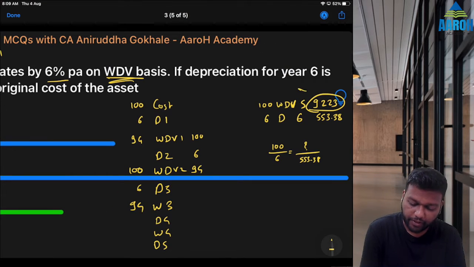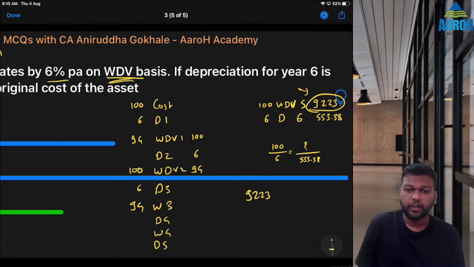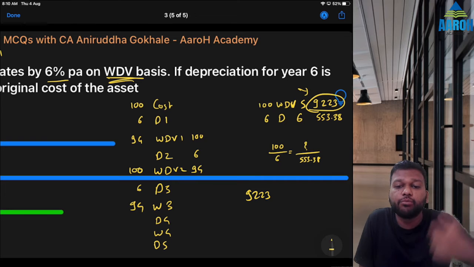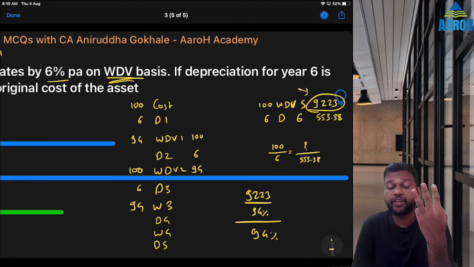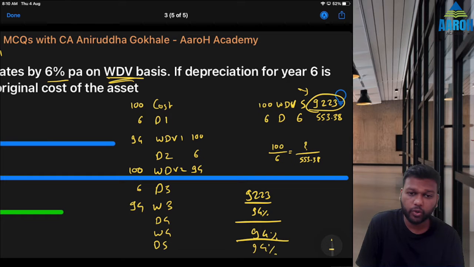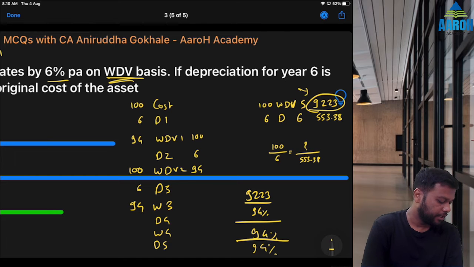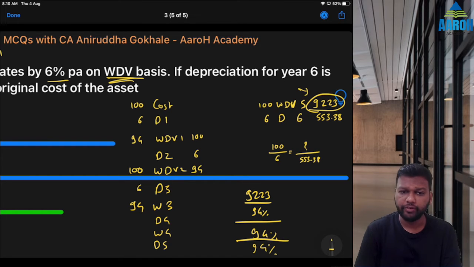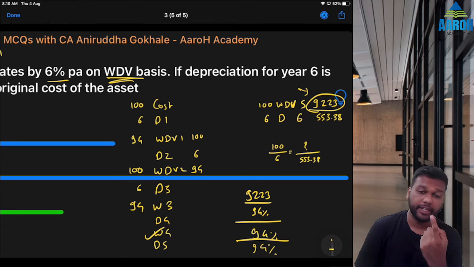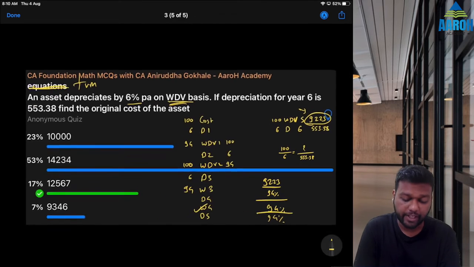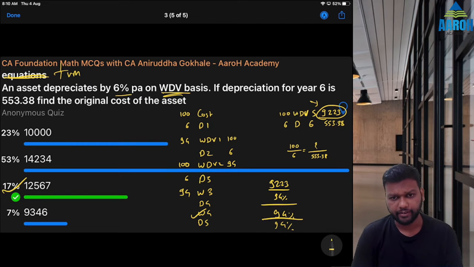This is WDV of year 5, 9223. This is 94% of previous WDV, right? So you can just divide by 94% to get WDV of year 4. Again divide by 94% to get WDV of year 3. Again divide by 94% to get WDV of year 2, and so on. So take 9223 on calculator, divide by 94%, that is WDV of year 4. Again divide by 94%, that is year 3. Again divide by 94%, year 2. Again divide by 94%, year 1. Again divide by 94%, that will give you original cost, which is 12567.